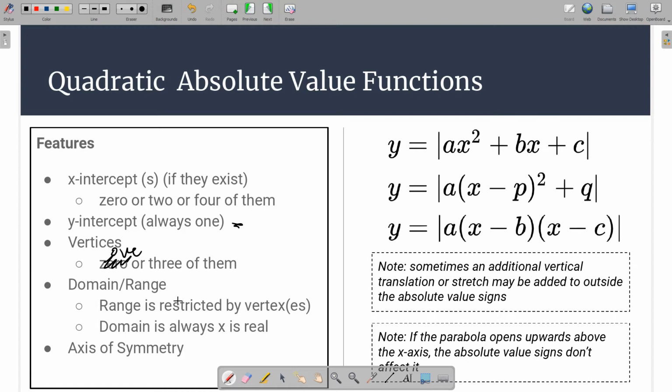And your domain and range, like before, is going to be restricted by the vertices. The domain is always all real numbers. And of course, there's still going to be an axis of symmetry, actually where the original vertex was.